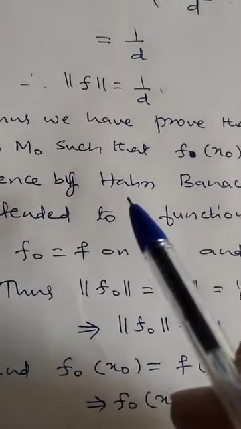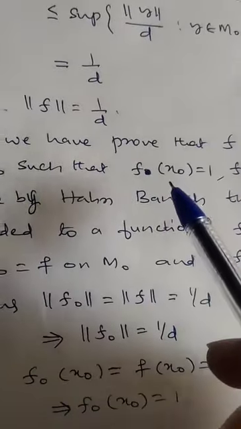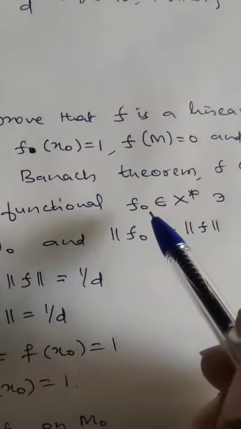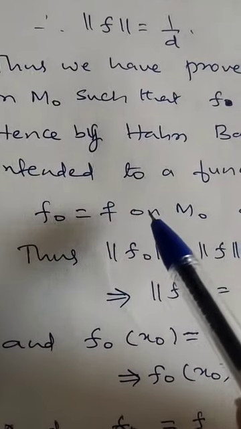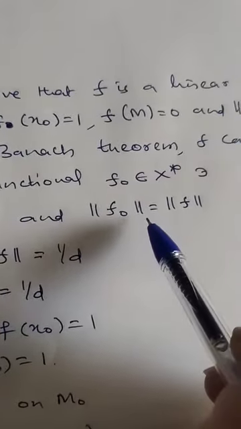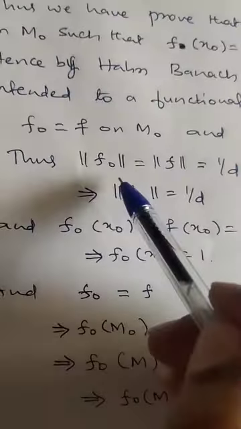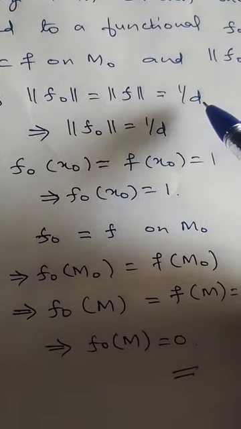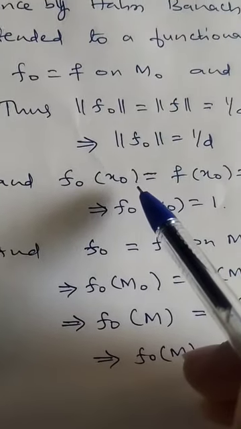Therefore, by the Hahn-Banach extension theorem, this f which is defined on M naught can be extended to a norm preserving functional f naught on the whole space X, such that f naught is equal to f on M naught and the norm of f naught is equal to the norm of f. But the norm of f is 1 by d, therefore the norm of f naught is equal to 1 by d.